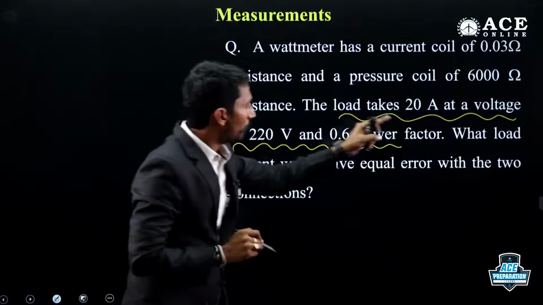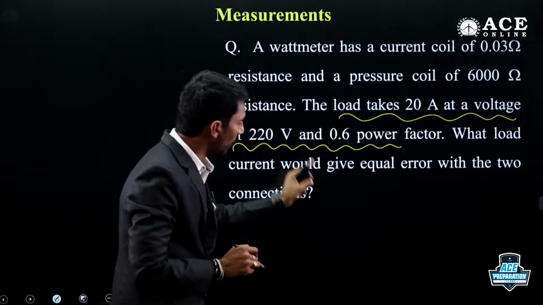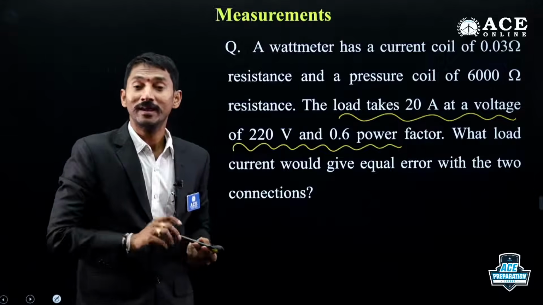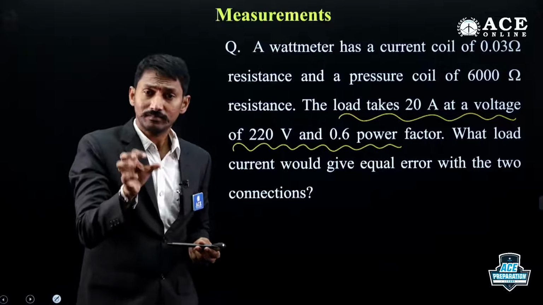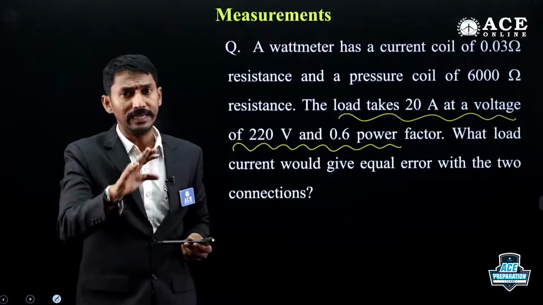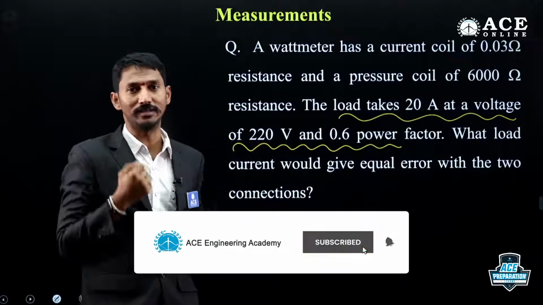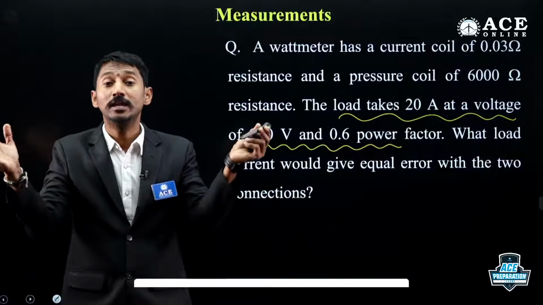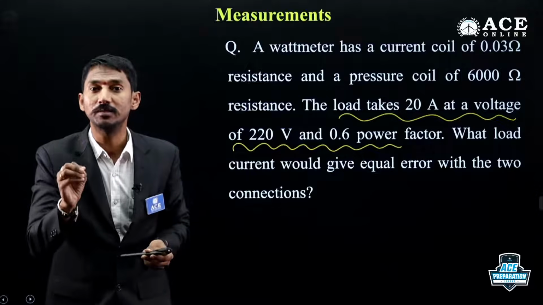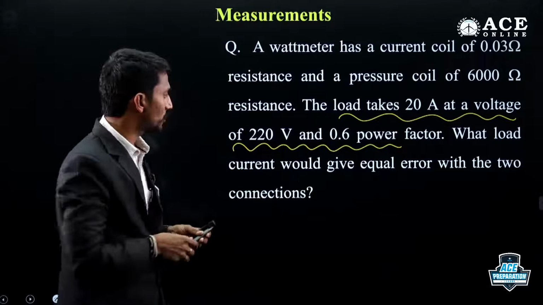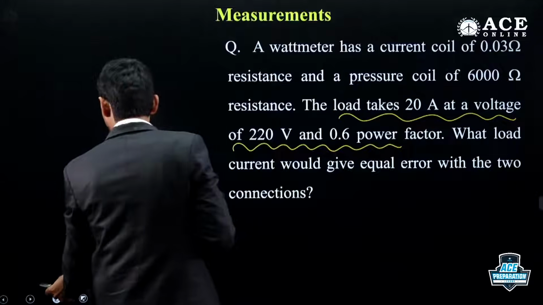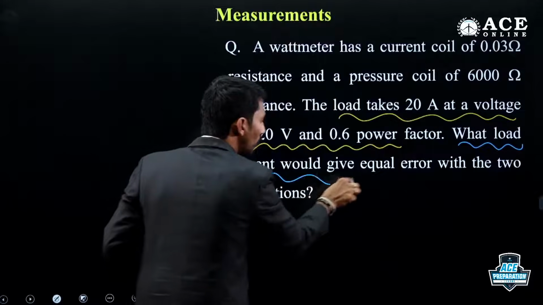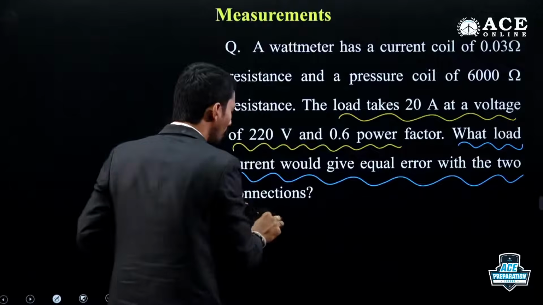But be clear, what load current would give equal error with the two connections? Nothing but, what is the error in MC short connection, LC short connection? We have seen one question earlier. But in this MC short and LC short connections, in both the connections, error must be same. That's what he is asking. What load current would give equal errors in two connections?